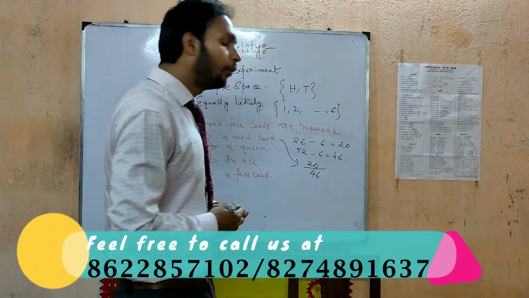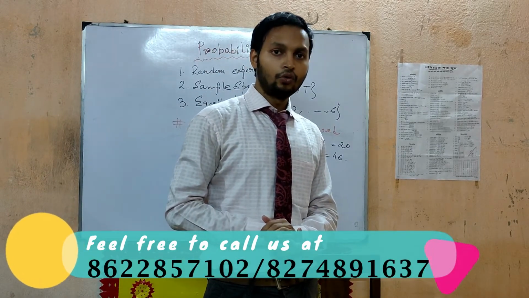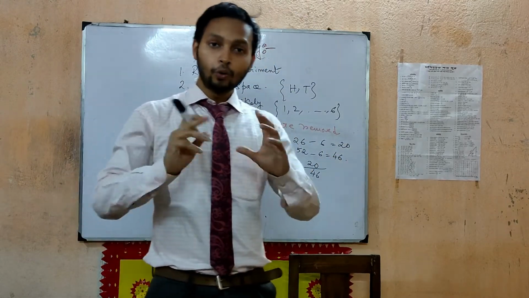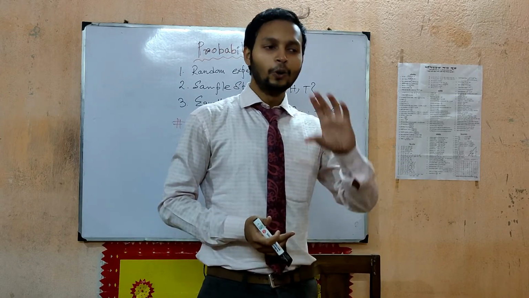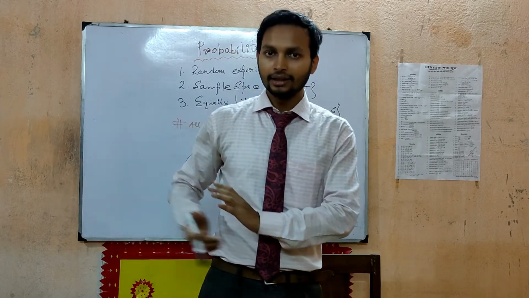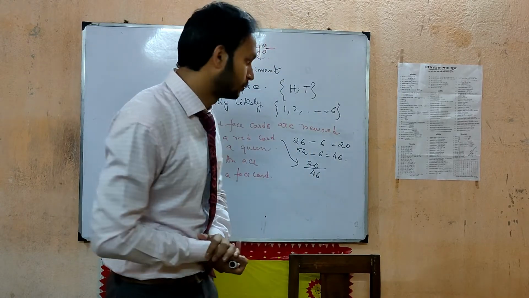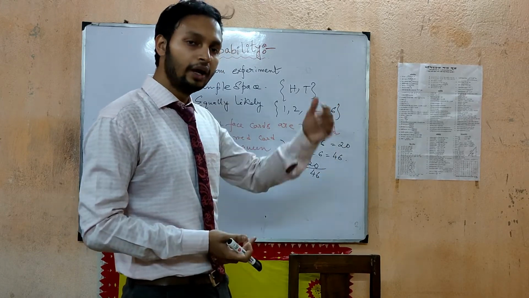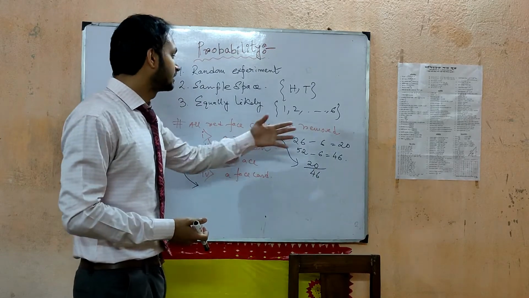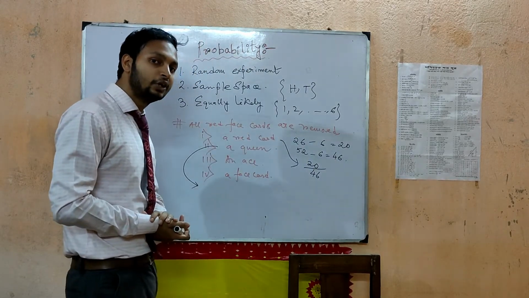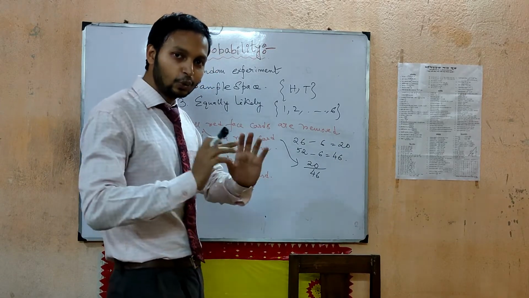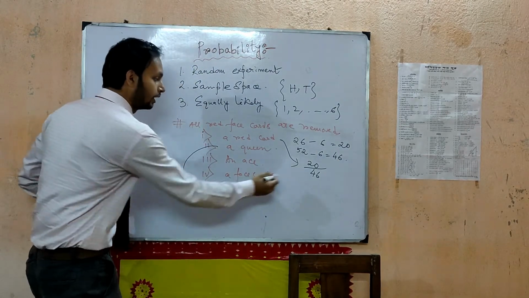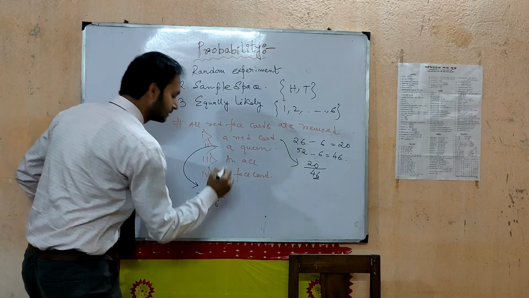How many queens are there? 4 queens are there. Each suit contains 1 queen. Out of that 4 queens, 2 queens are red in color and 2 queens are black in color. Queen is also a face card, so 2 red queens are removed because all red face cards are removed. So how many queens are left? 2 queens are left, isn't it? So how many favorable number of events do we have? 2. And total again is 46, so 2 by 46.